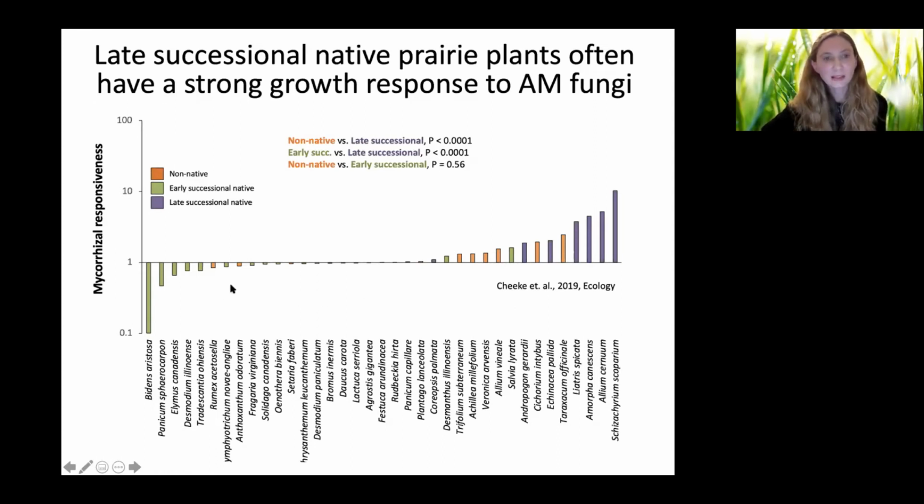In fact, many of these early colonizers, the non-native and early successional native plant species, were actually even inhibited by mycorrhizal fungi. They were smaller because the fungi can act as a carbon drain on the plant in some cases. So this provided evidence that some of these late successional native plant species that have been more challenging to get reestablished in restorations may benefit from being inoculated with the local mycorrhizal fungi before they get reintroduced into a disturbed ecosystem.